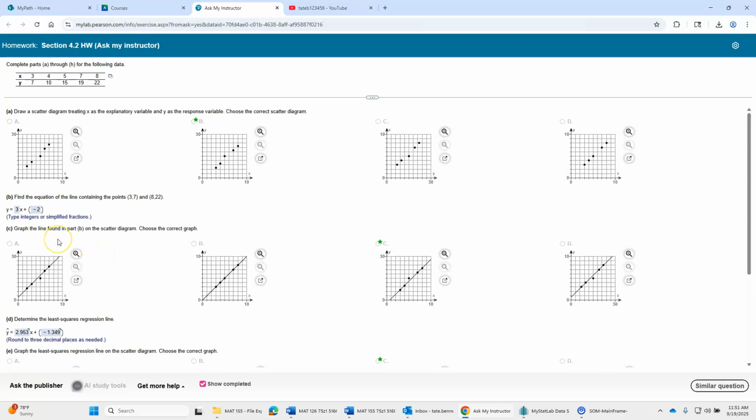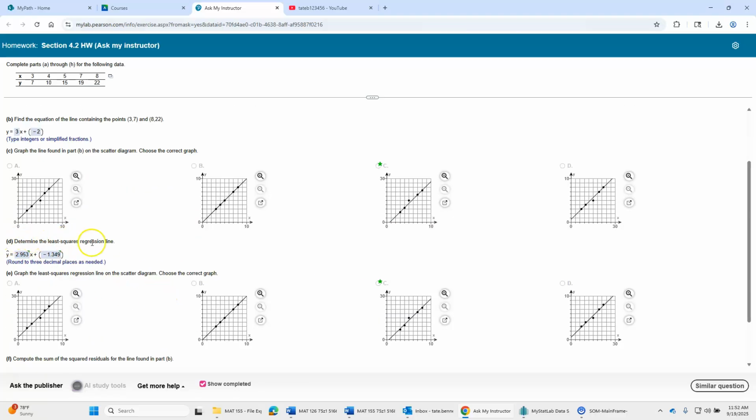Here they graph the line in the scatter plot. Also, they want you to draw this line here. So the line was going through 3, 7, and 8, 22. So the line's going through the beginning and ending points. So the beginning point's here and the ending point's here. It goes through the first and the last point.